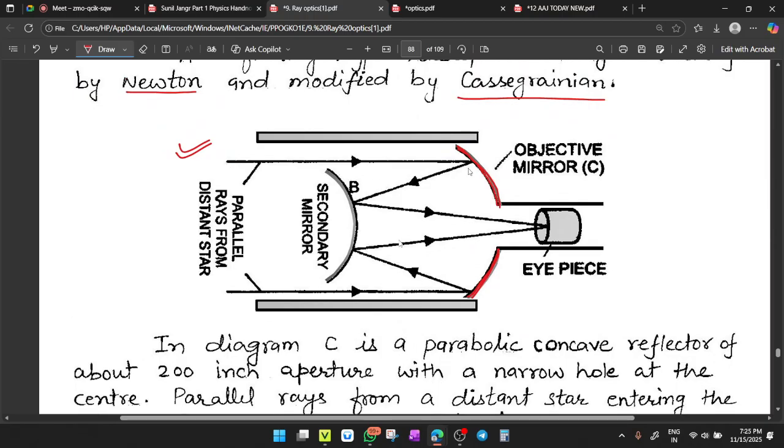First, rays are coming parallel onto the objective mirror. Now they are reflected onto this convex type of mirror, that is the secondary mirror. So this is convex. Now the rays from the infinite source meet at a point in the eyepiece. Okay, this is the eyepiece. Clear?